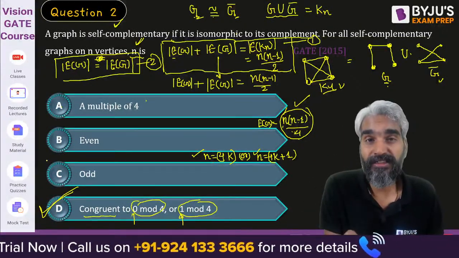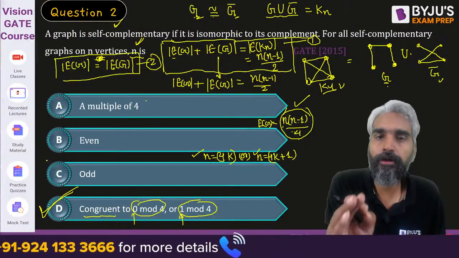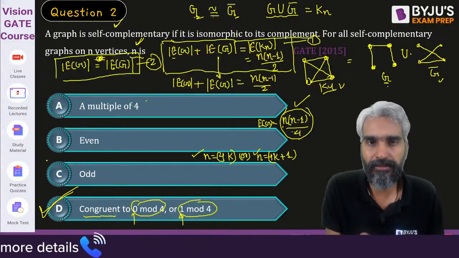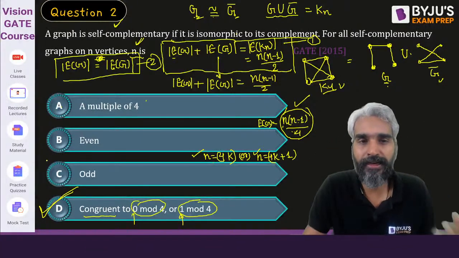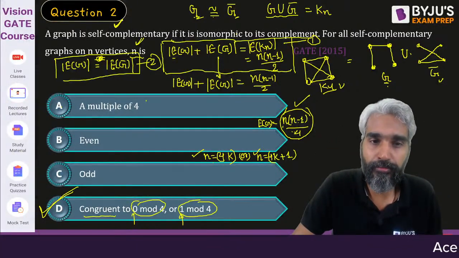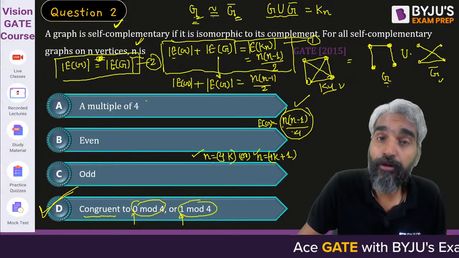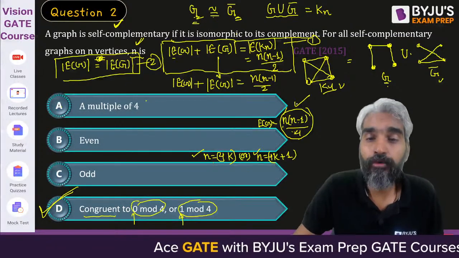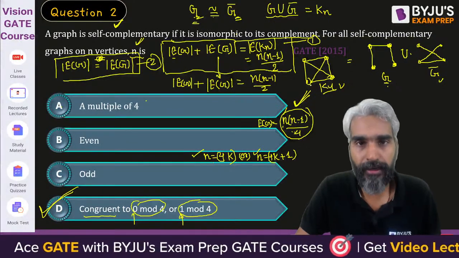this equation is something which, if you do not already know, it will be very difficult to derive while sitting in the examination hall, because those many things may not come to your mind while trying to solve this type of question. So please remember this equation, that whenever G is self-complementary, the number of edges in G will be n(n-1)/4. Some other types of question can also be formed on this particular equation.